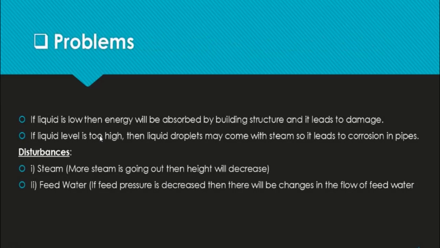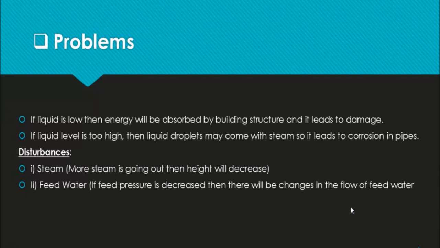Okay, next, coming to the problems of boiler drum level control, let's discuss the main problems. If the liquid level is low, then energy will be absorbed by the building structure and leads to damage. If the liquid level is too high, then liquid droplets may come with the steam, so it leads to corrosion in pipes. The disturbances in boiler drum level control are steam: if more steam is going out, then the height will decrease. And feed water: if feed pressure is decreased, then there will be changes in the flow of feed water.